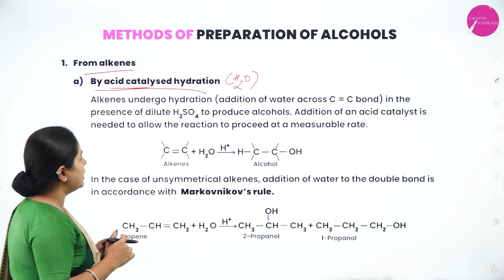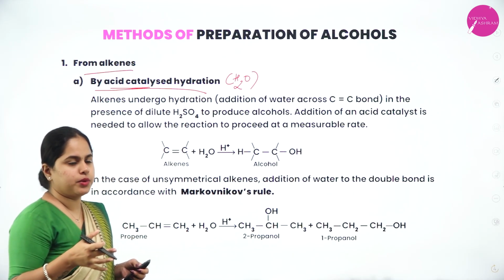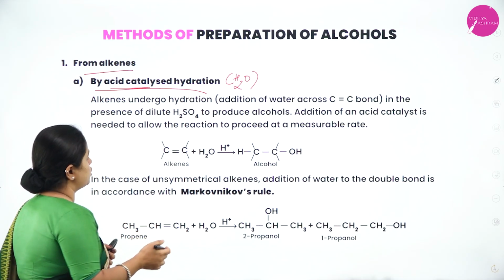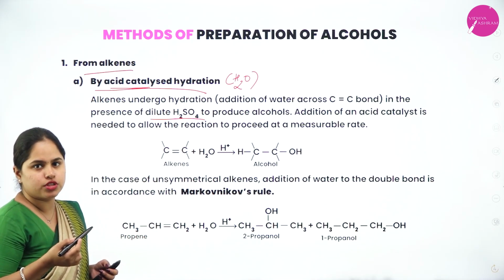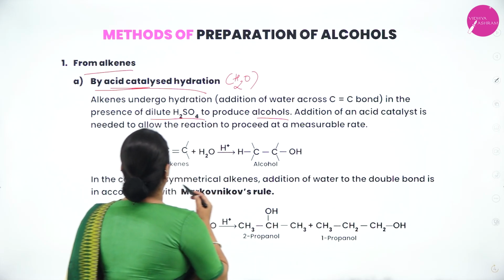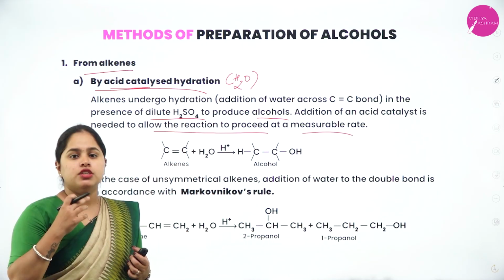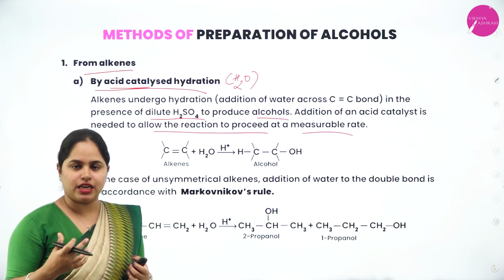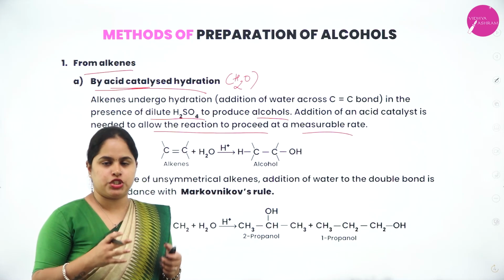Alkenes undergo hydration, that is addition of water across the carbon-carbon double bond, in the presence of dilute sulfuric acid. The sulfuric acid is the one which produces the H+ ions to produce alcohols. Addition of an acid catalyst is needed to allow the reaction to proceed at a measurable rate. So the acid catalyzed reaction is necessary so that the reaction occurs at a measurable rate.